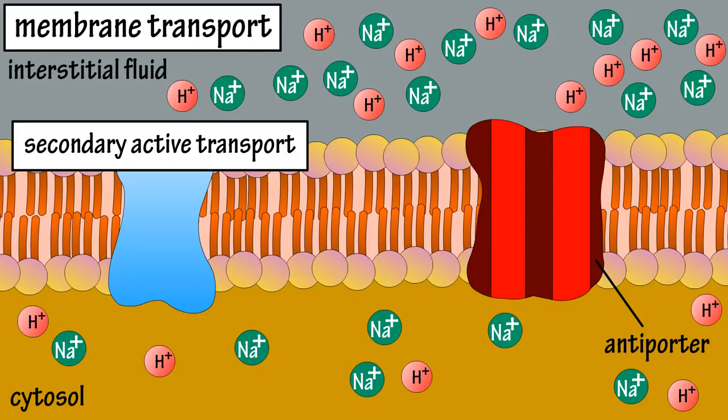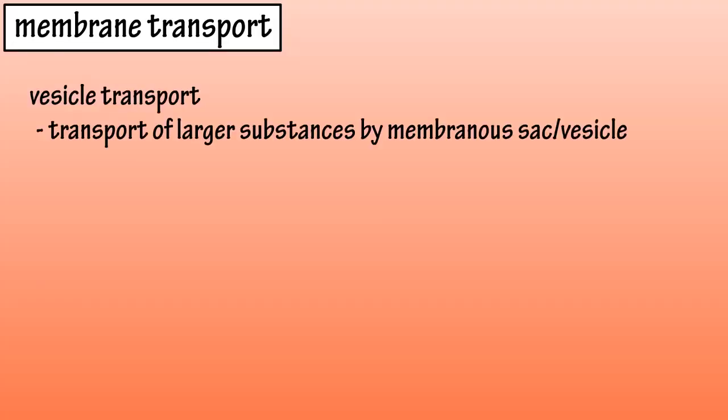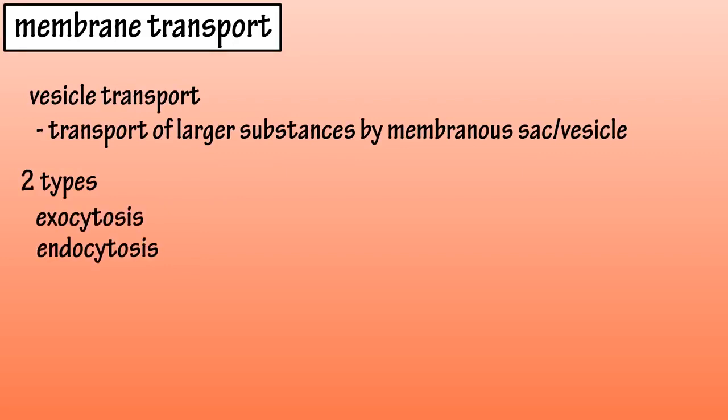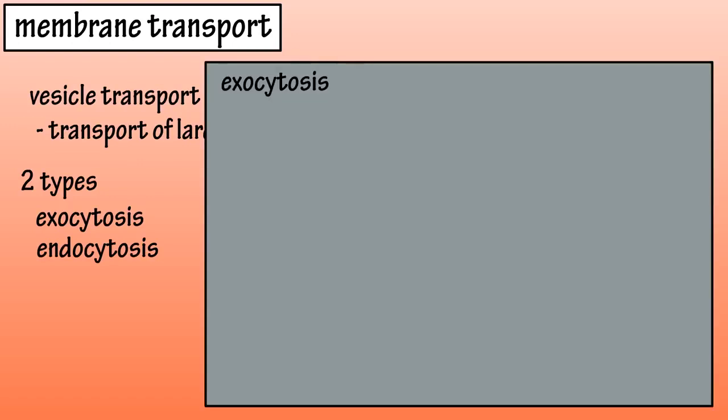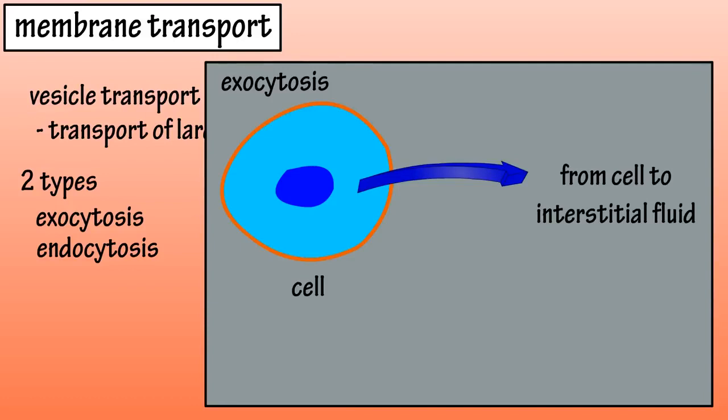Vesicular transport involves the transport of larger substances, such as proteins or large carbohydrate polysaccharides, across the plasma membrane. There are two types of vesicular transport: exocytosis and endocytosis. In exocytosis, materials are secreted from the cell to the interstitial fluid outside of the cell.